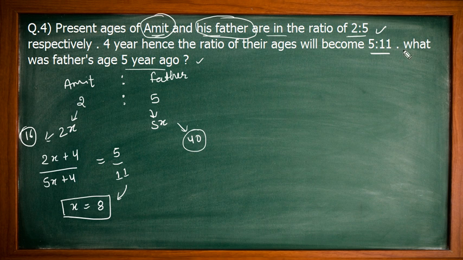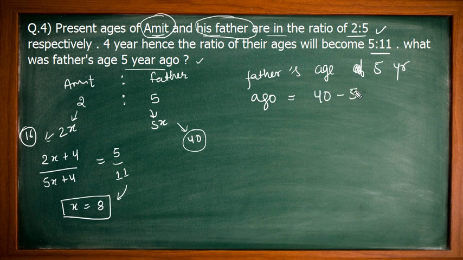But guys, the question is asking in a different way. What was the father's age 5 years ago? So father 5 years ago will be 40 minus 5, it will be 35. That is your answer. Okay, I hope you understand this problem.